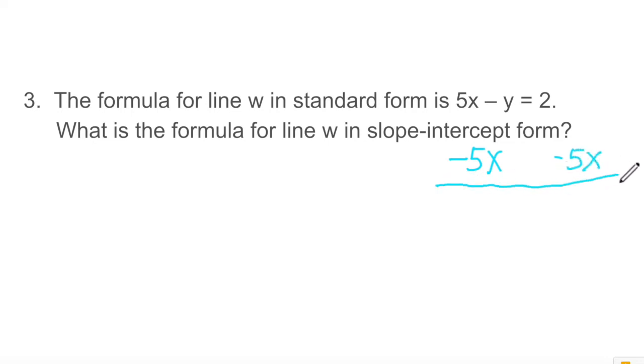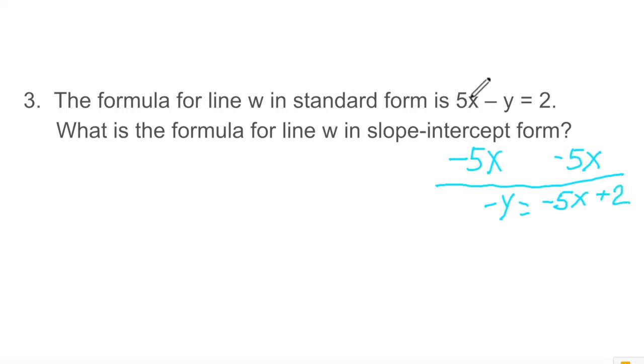And let's see, let's rewrite what we have. These are going to cancel out. And we're going to get a negative y on the left. Negative 5x plus 2.